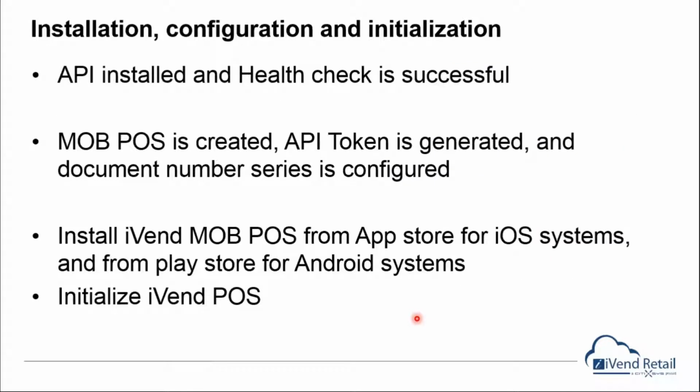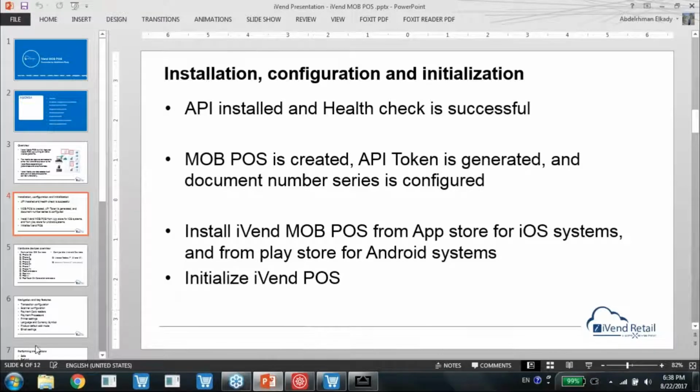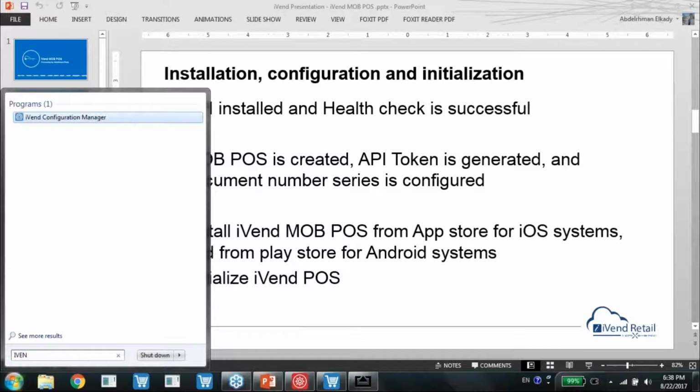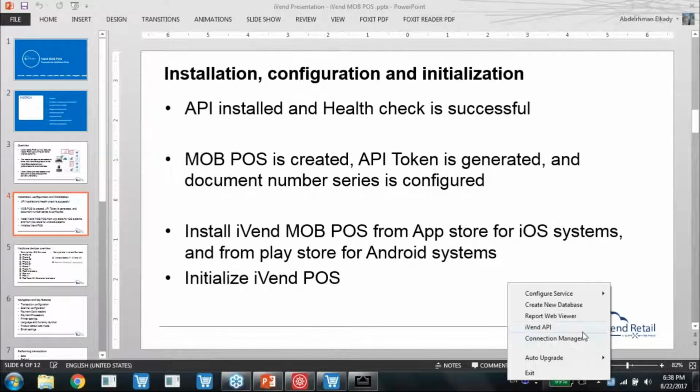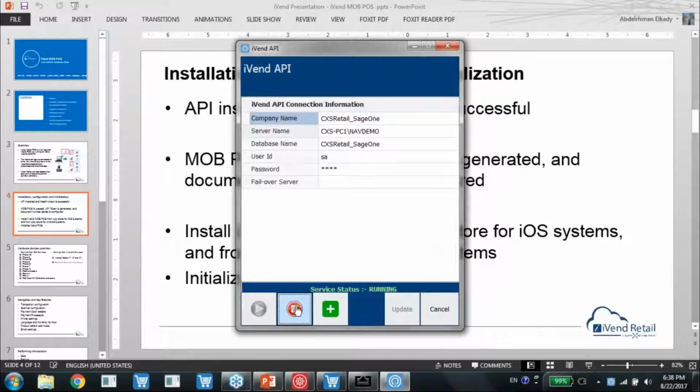So let's start with the installation, configuration and initialization part. First of all, we need to check that our APIs are installed, configured, and that we have successfully done the health check. So let me go now to iVend configuration manager. In the iVend configuration manager, if I right click, I have iVend API. This iVend API should be up and running.